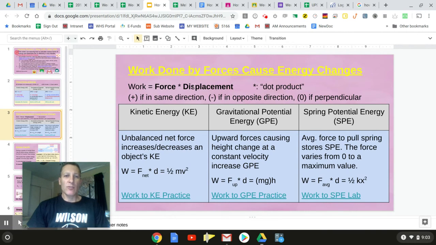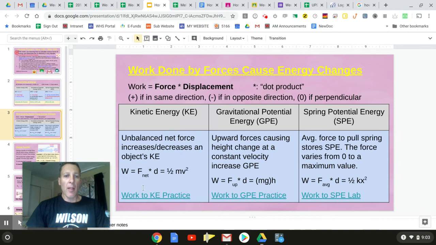Lastly, if these two vectors were perfectly perpendicular to each other, if they formed a 90-degree angle, then no work is done by the force. There's no need for you to do any math. The result would be zero. Okay? Now, whenever you have an unbalanced net force, then that net force will cause the object's kinetic energy to either increase or decrease, right? If the net force was in the same direction as the object's motion, it would increase it. If it was against its motion, it would slow the object down.